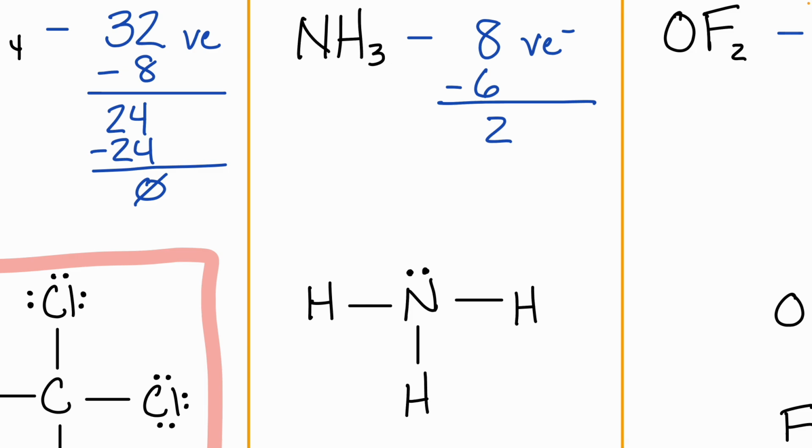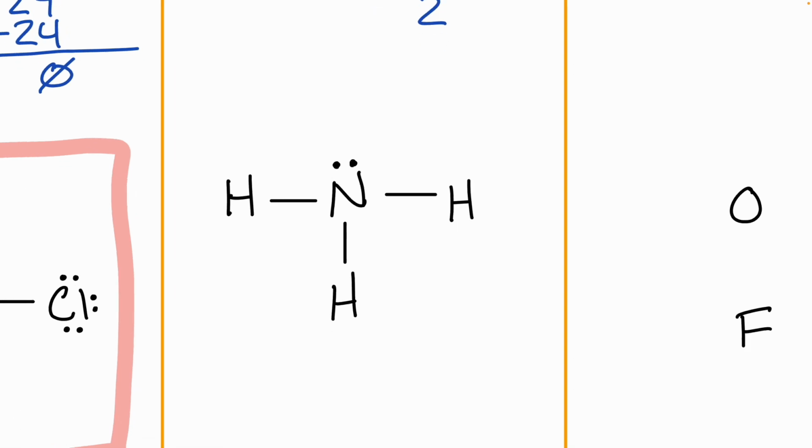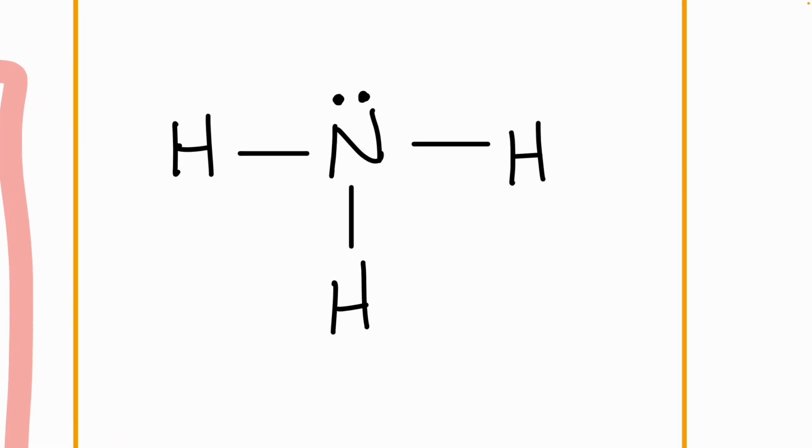Boom. All right. So now I need to make sure that everybody's happy in this compound here. Each hydrogen has its 2, so they are happy. And my nitrogen has 2, 4, 6 in covalent bonds, but that lone pair brings it up to a total of 8. So my nitrogen is also happy.